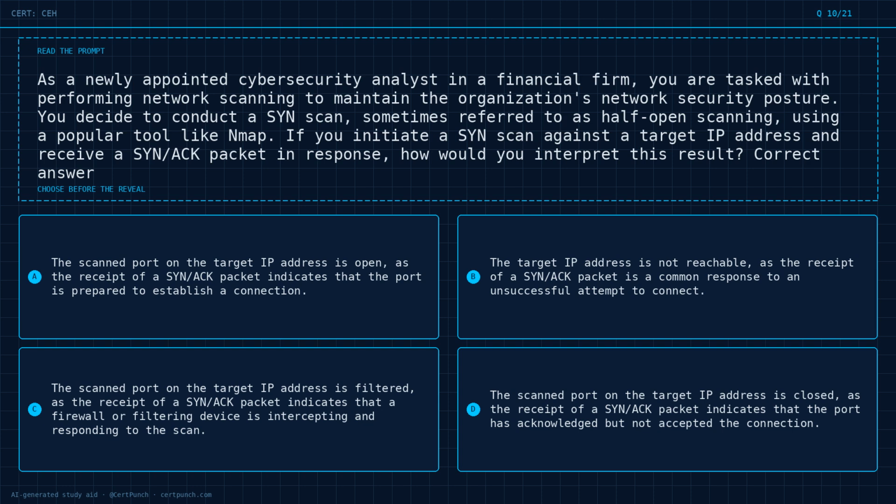Option C. The scanned port on the target IP address is filtered, as the receipt of a SYN ACK packet indicates that a firewall or filtering device is intercepting and responding to the scan. Option D. The scanned port on the target IP address is closed, as the receipt of a SYN ACK packet indicates that the port has acknowledged but not accepted the connection. Choose the best answer before the reveal. Commit to it now.